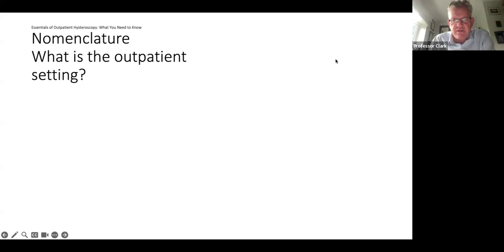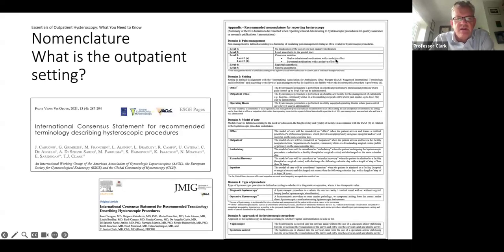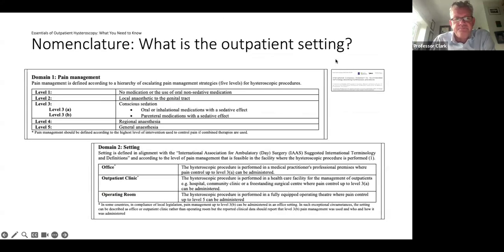So I was part of an international consensus group where we tried to nail this and have standardized definitions. I'm also editor of Facts, Views and Visions in Obs and Gynae, which is a global journal, and we welcome submissions. It is the European Society for Gynecological Endoscopy, that's an ESG journal also. And we publish jointly in our journal as well as with the JMIG, the AAGL journal. And you can find this open access online.